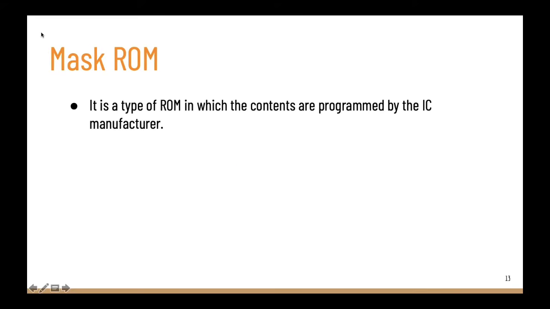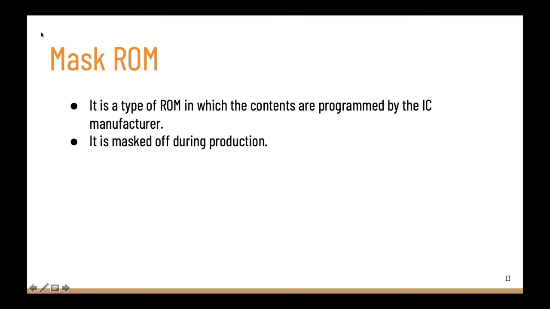Let's go to the last type of ROM, which is the mask ROM. What is it? It is a type of ROM in which the contents are programmed by the IC manufacturer. Whoever makes the ROM will program the contents of the mask ROM. It is masked off during production. Masked off during production means that how the programming is done, you cannot see it.